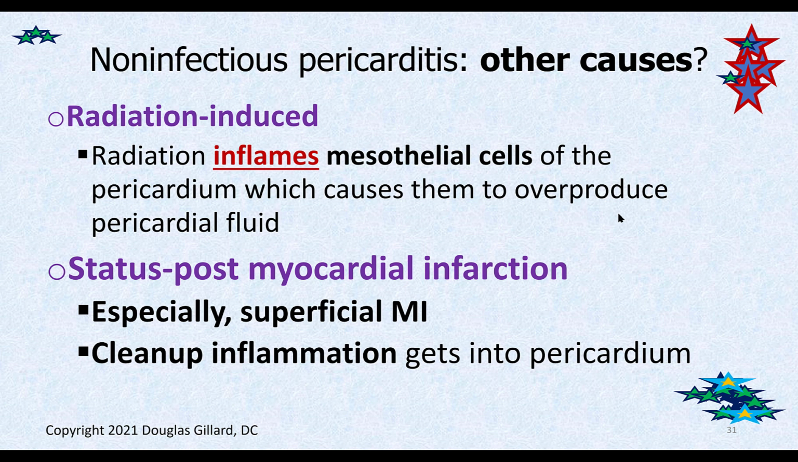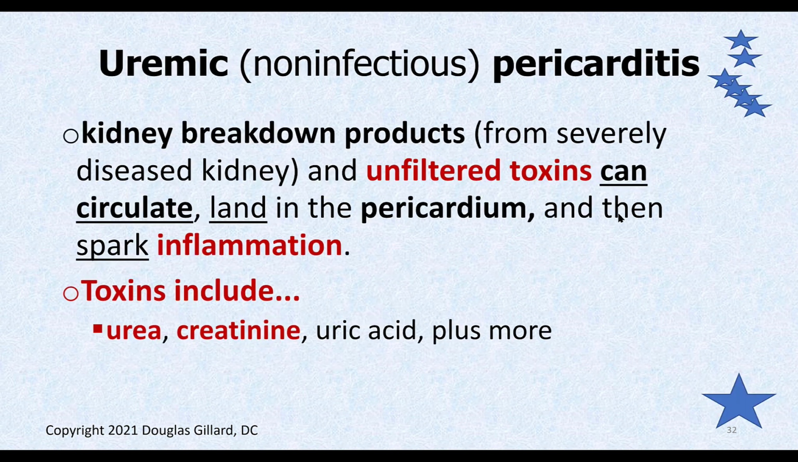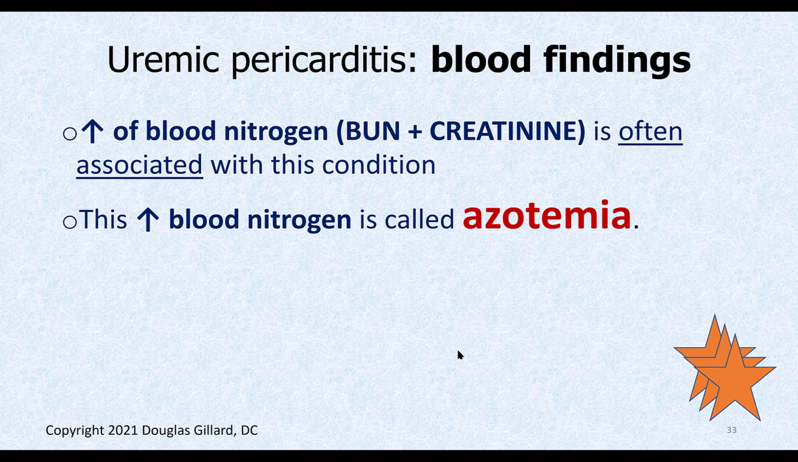And yeah, the inflammation, especially in the superficial part of the heart, close to the pericardium, can spread into the pericardium like a fire can spread into a nearby canyon where it's not supposed to be. We talked about this uremic pericarditis: kidney breakdown products can get into the pericardial cavity and spark an inflammation. Some of those breakdown products include urea, creatinine, uric acid, plus proteins that just break down from the nephron and get into the bloodstream.